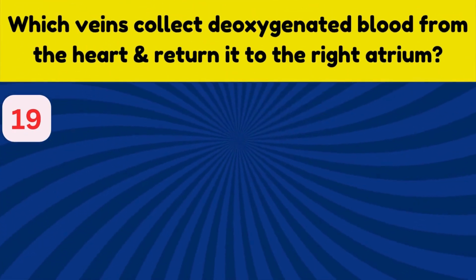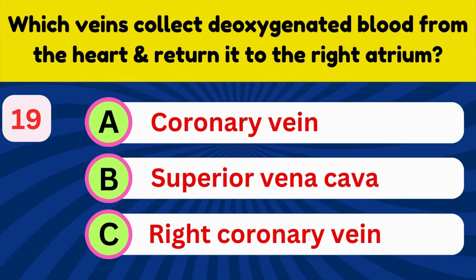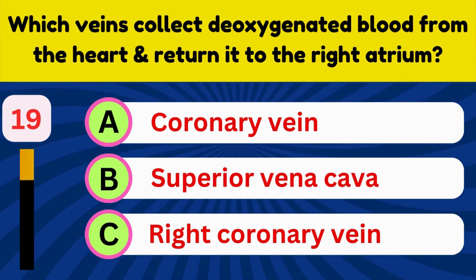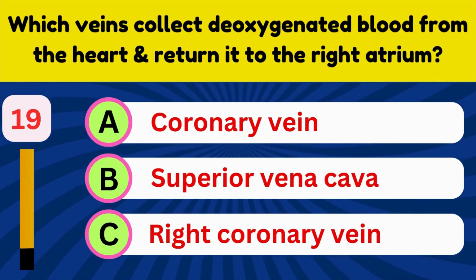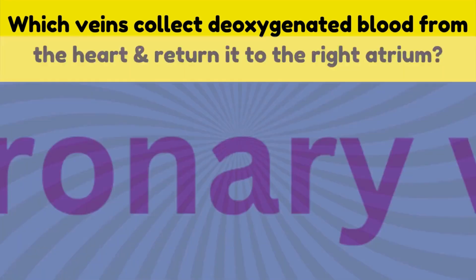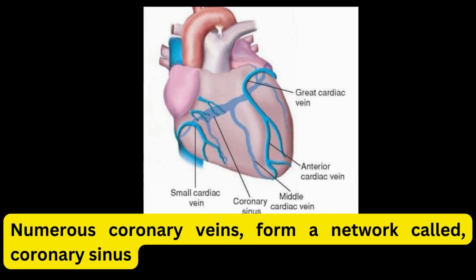Which veins collect deoxygenated blood from the heart and return it to the right atrium? Coronary vein. Numerous coronary veins form a network called coronary sinus.